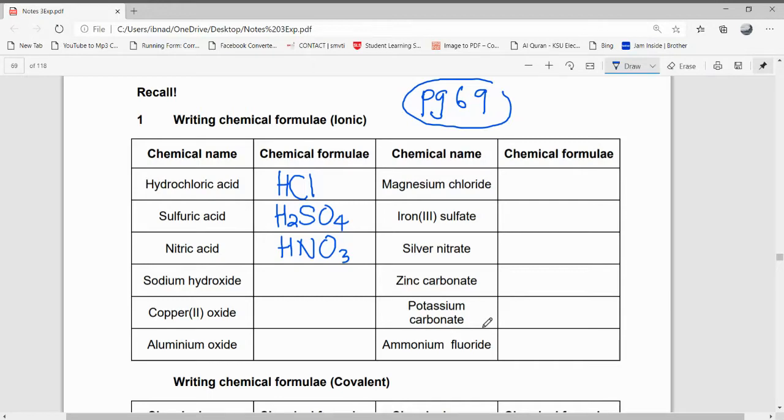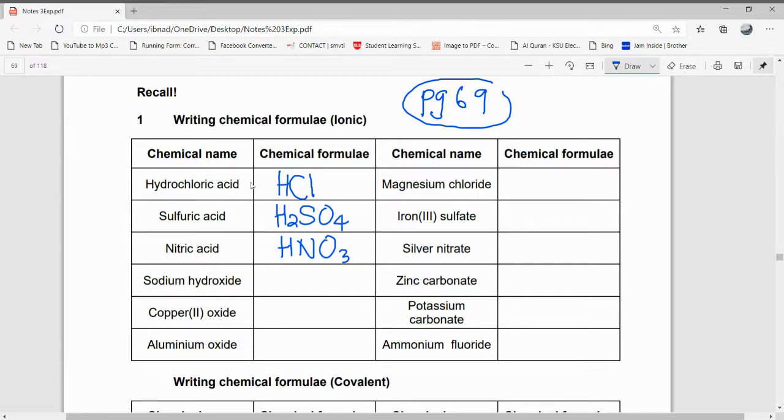Going to learn the new topic called writing chemical equation. But before that, let us recall how to write down a chemical formula before we go to equation. I have written already for you. This is on page 69 of your notes.